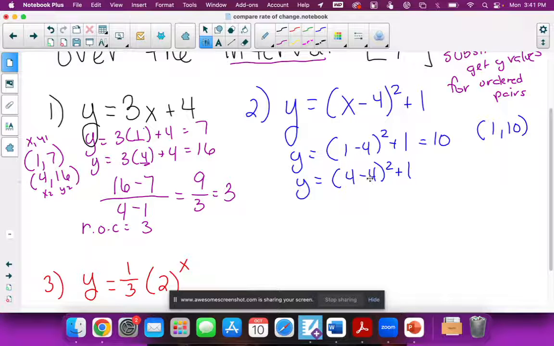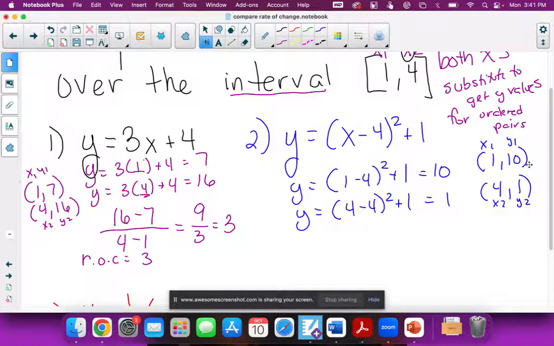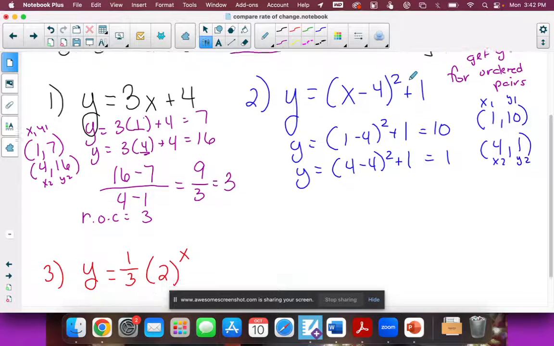Okay, so 4 minus 4 is 0. 0 squared is 0, plus 1 is 1. So my second ordered pair is 4, 1. And again, x1, y1, x2, y2, because that was the order of the interval that they gave us. That x1 has to be the 1, and your second point, the x2, has to be 4.